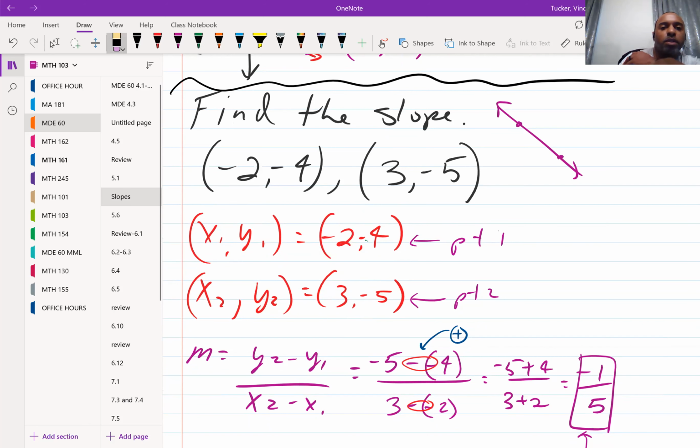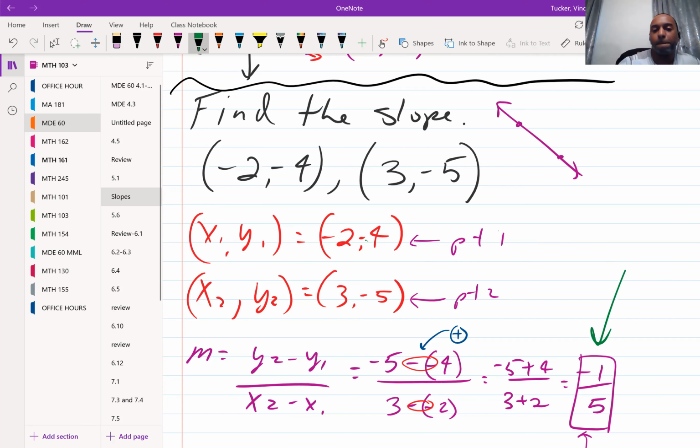All right, problems with the substitution. Negative, negative turns positive. So that's why we have -5 plus 4, 3 plus 2. That'll give us -1 over 5. We're trying to find the rise and the run, or is that what m is? That's all we're trying to find right here, -1 over 5. That is what m is.